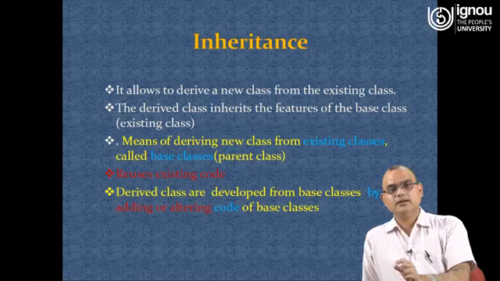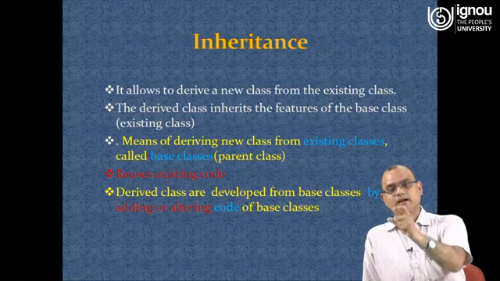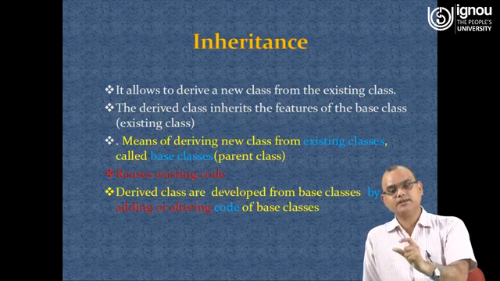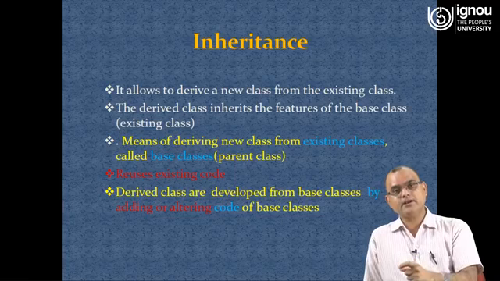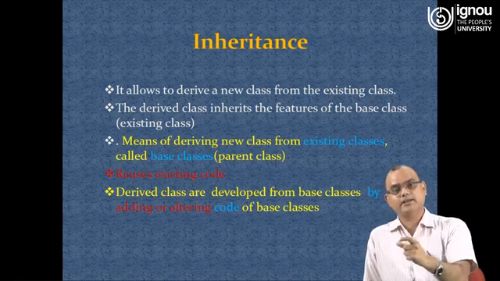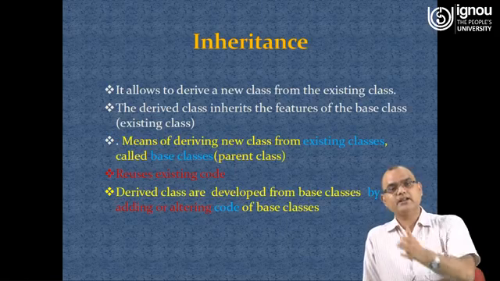Multi-level inheritance: if there is a class A, we derive a class B from class A and derive class C from class B, then class C is a more special class and it has the capability and features of class B as well as class A. So this is multi-level inheritance.